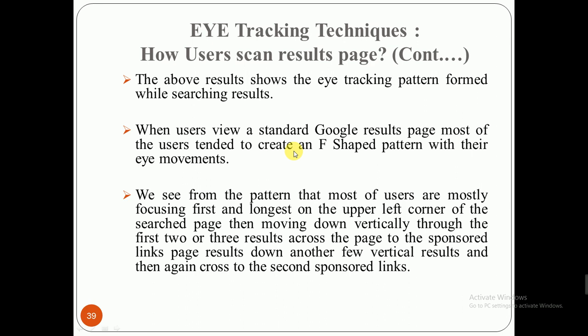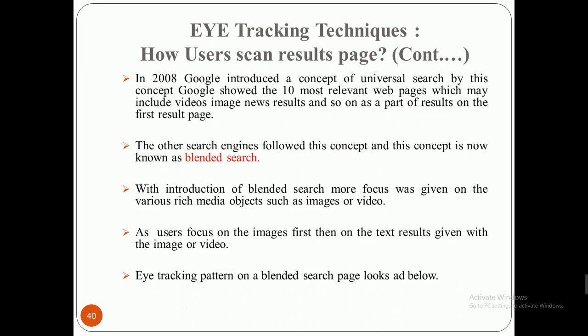Most users focus first and longest on the upper left corner, which we can say is like an F-shape vertically. Then the second part goes across the three results to the sponsored link, down another few vertical results, and then again across to the second sponsored link. Whatever links are available will then be shown on the next page. So this is what happens in search engine eye tracking techniques.